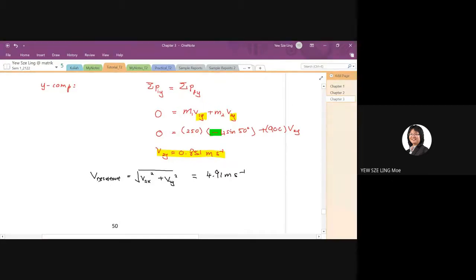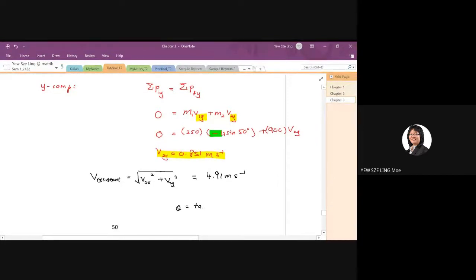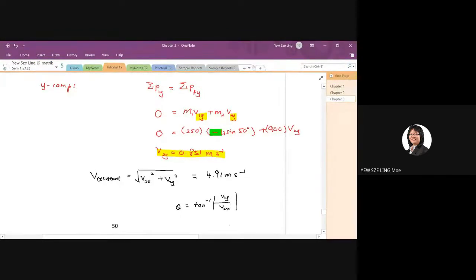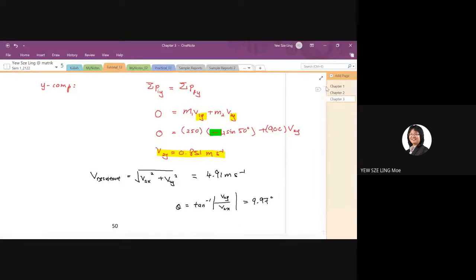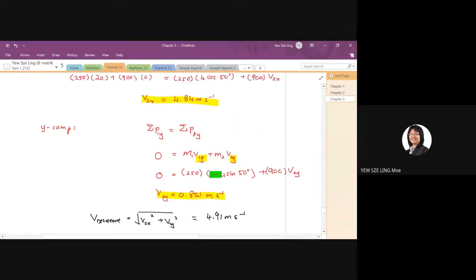Once you have the magnitude, you can then determine the direction. So direction, theta equals tangent negative 1, V2y over V2x. So if you solve it correctly, you will get 9.97 degree.